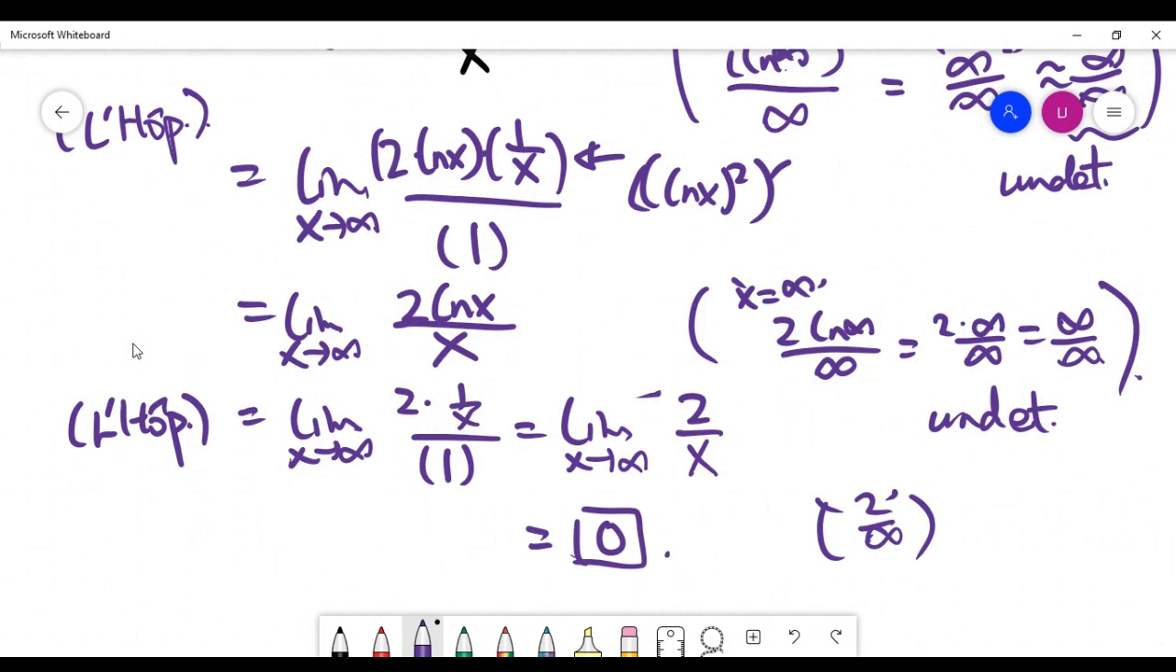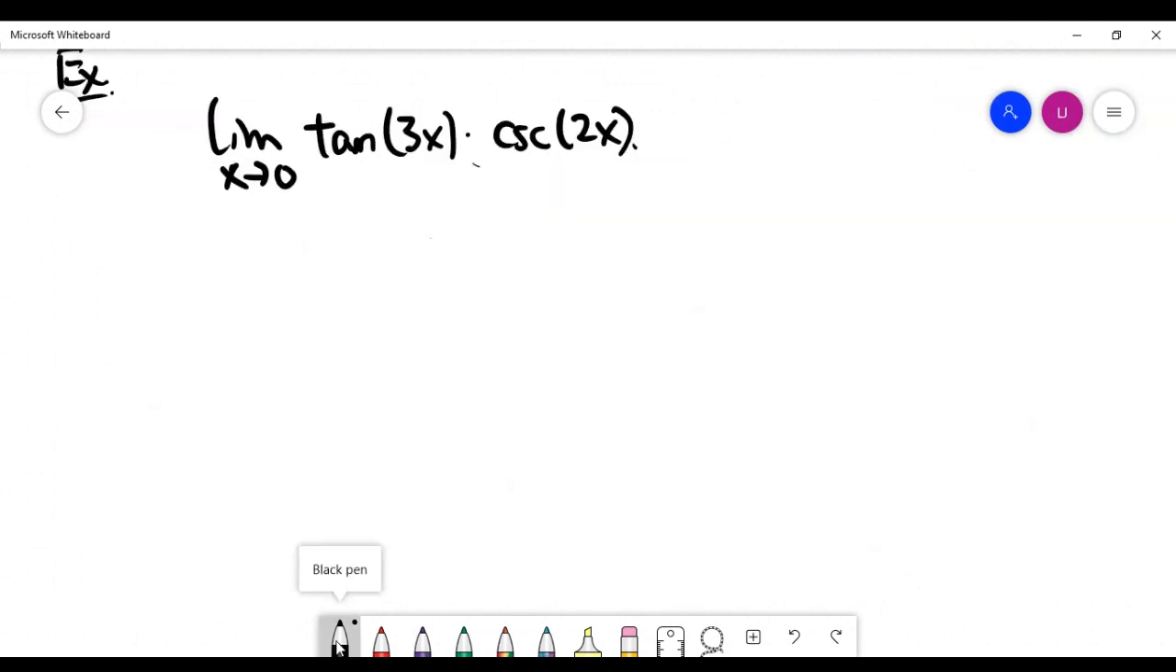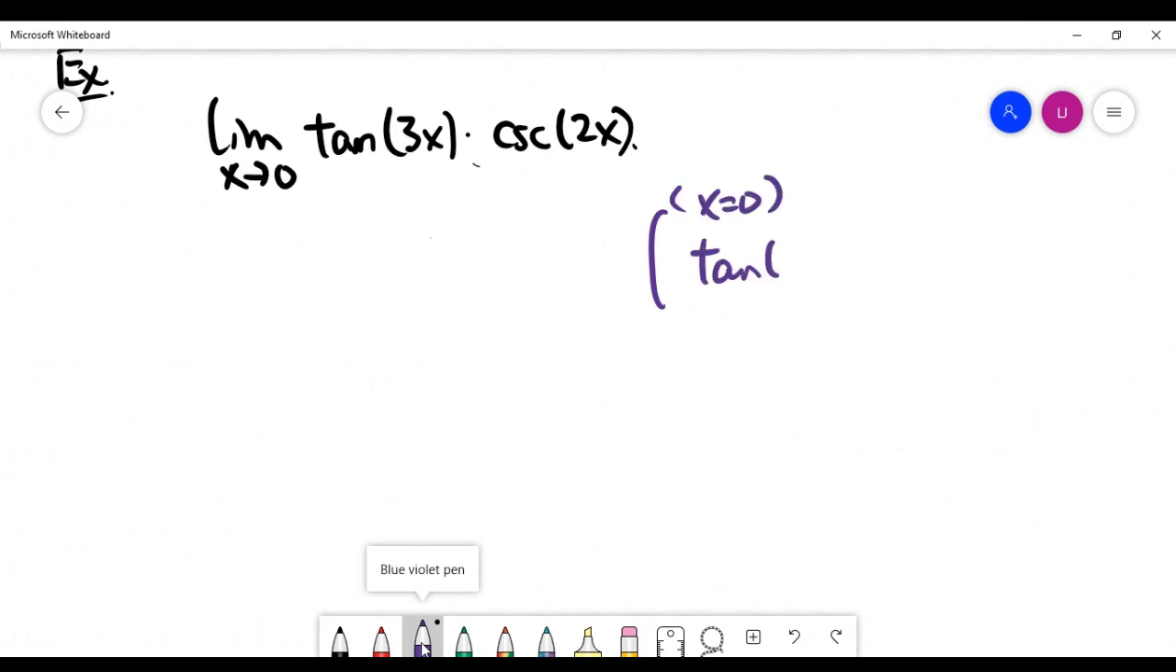And we can do something more. Let's look at the current problem. We are taking the limit x goes to 0 for the product of two functions, tangent of 3x times cosecant of 2x. And let's do a quick check by replacing x by 0 inside to see what's happening. When x is 0, we are having tangent of 0 times cosecant of 0. And please note that tangent 0 is actually 0.